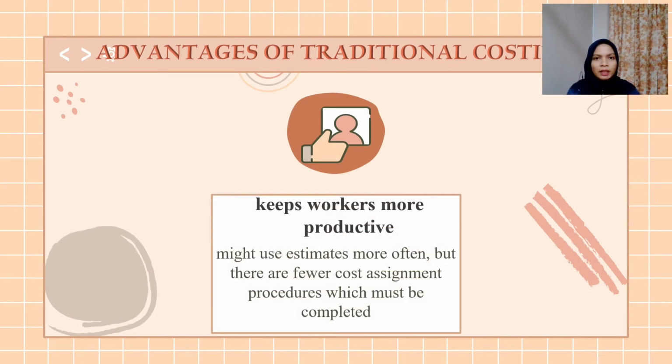Finally, if a company uses an activity costing system, then their workers are forced to take the time to assign costs each day. The accounting department will spend several hours per week assigning costs to the various products or services offered. Imagine having 15 cost activity pools with rates that must be assigned to 200 different products. With the traditional costing method, you might use estimates more often, but there are fewer cost assignment procedures which must be completed.